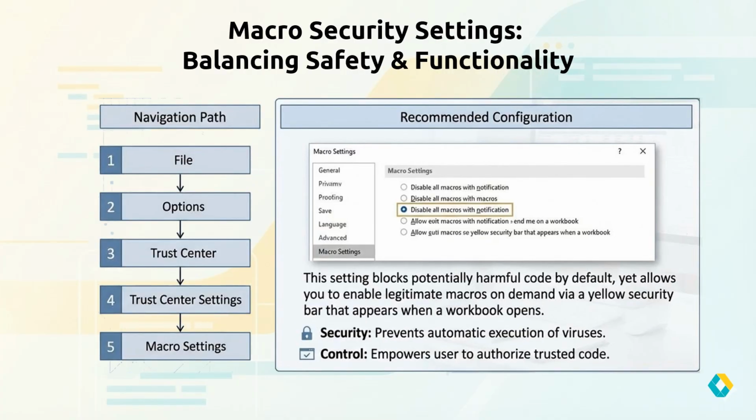Macro security settings, balancing safety and functionality. The left side shows a step-by-step navigation path in numbered boxes with arrows: File, Options, Trust Center Settings, Macro Settings. The right side displays a software settings panel mock-up labeled Recommended Configuration, highlighting the option Disable all macros with notification.